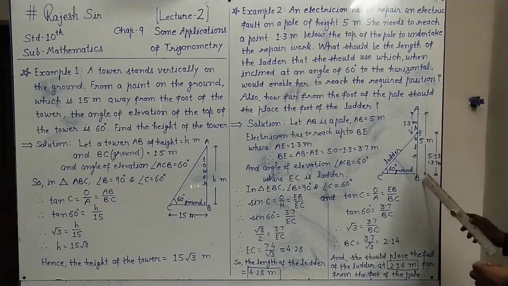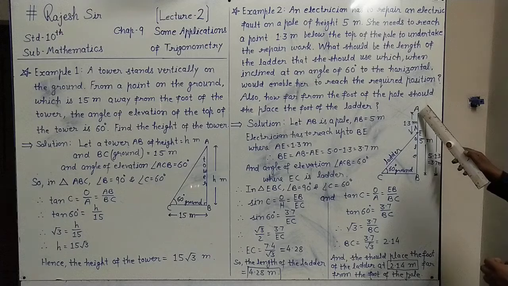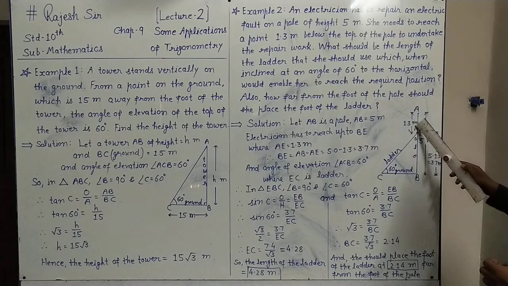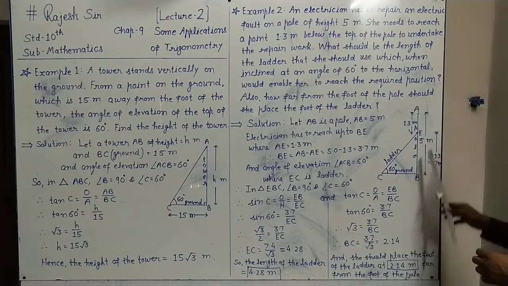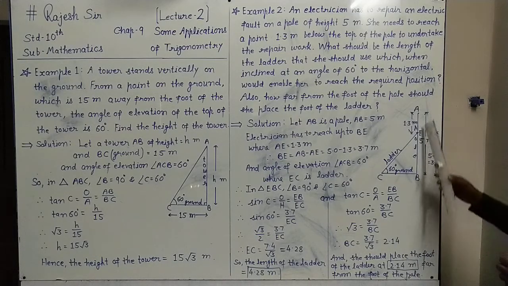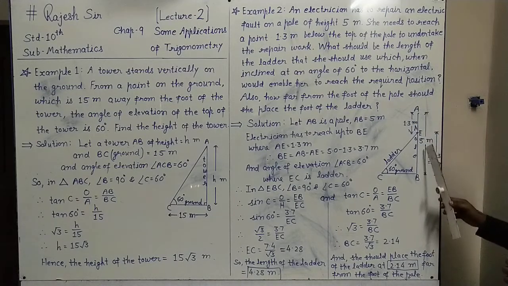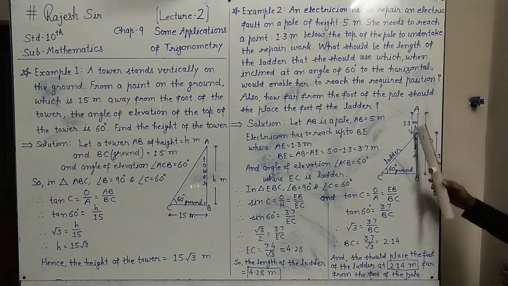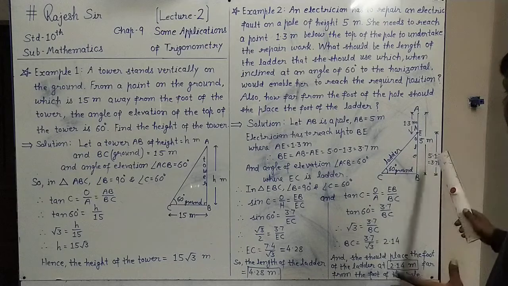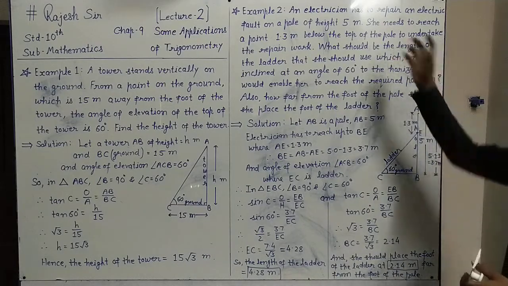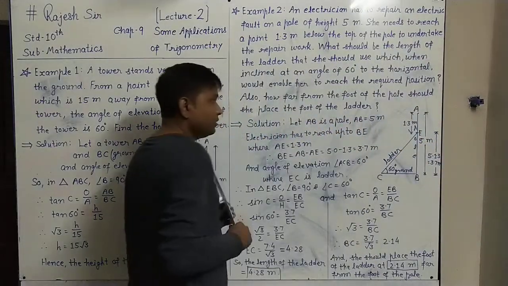The whole pole length is 5 meters, given in the question, and she has to reach 1.3 meters below the top of the pole. So AE is 1.3 meters given, and because the full length of the pole is 5 meters, EB will be the full length 5 minus 1.3, which gives 3.7. This way we have to draw the figure for the given situation, and we will explain it in the solution.